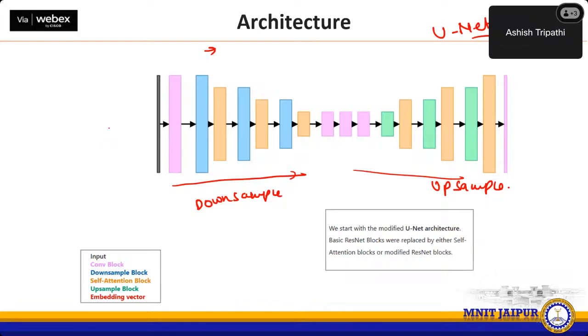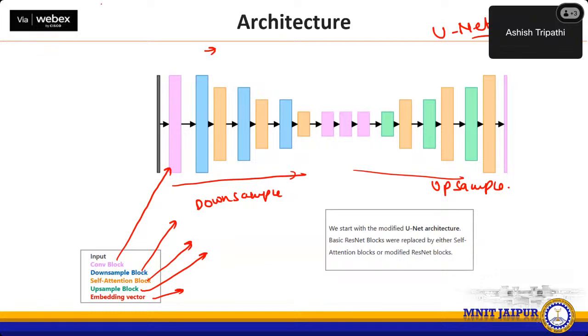You can see the architecture, and I have also mentioned which kind of blocks these are. You can check the color combinations. Wherever you see the pink blocks, assume that these are the convolution blocks, and this color represents the downsample block. This green color represents the upsample block, and this color represents the self-attention block, and this is the embedding vector. Depending upon your requirement, you can have an architecture of your own type.